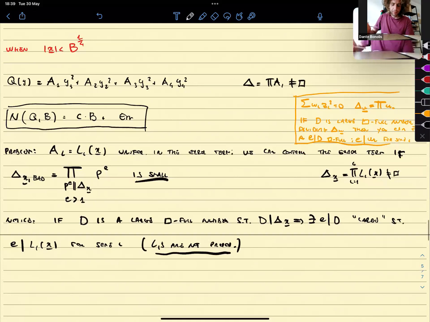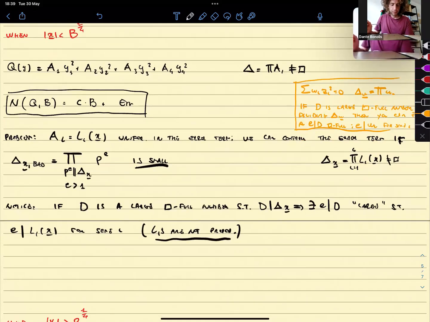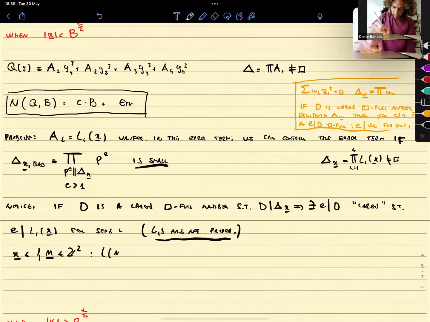And this now helps you a lot, because what you can say is that X needs to be in the following set. You take the vectors in Z^2 such that L_i(X) is equal to 0 modulo E. And this is a lattice.